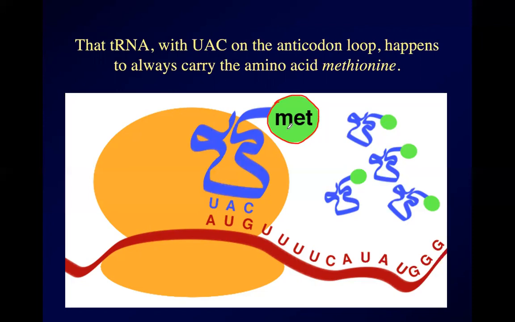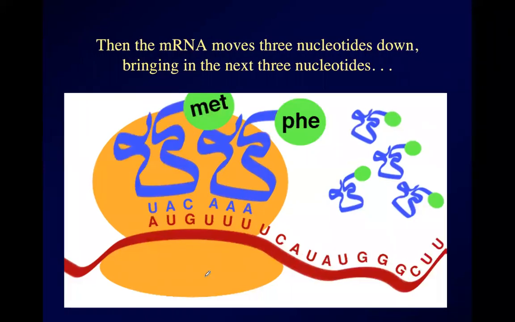Now, the ribosome slides over 3 spaces, click, click, click. And the next 3 nucleotides happen to be UUU, right there. That's the next codon, the next grouping of 3.